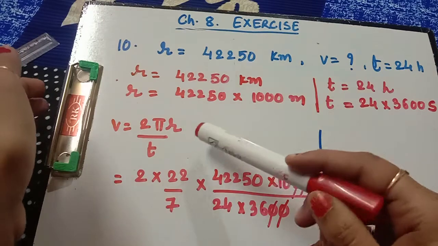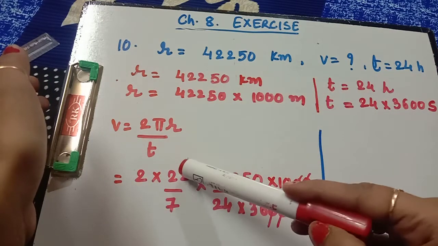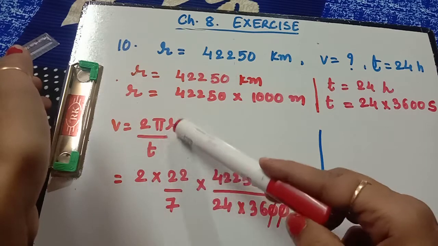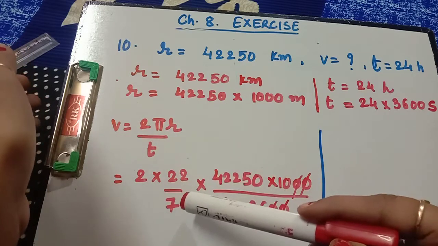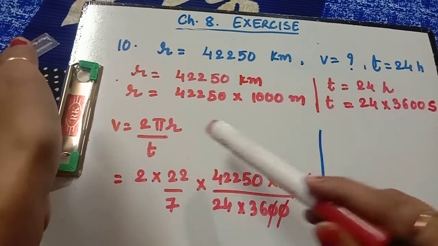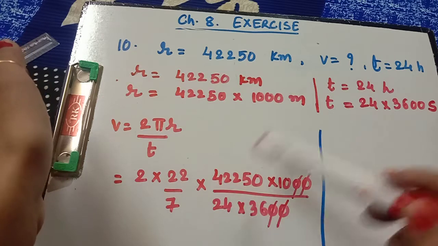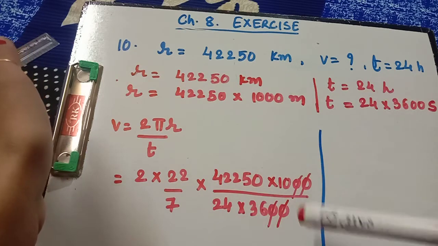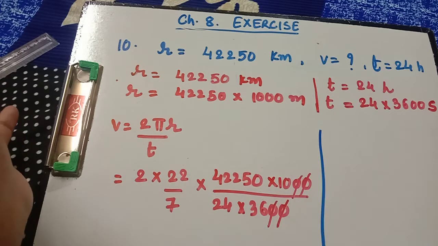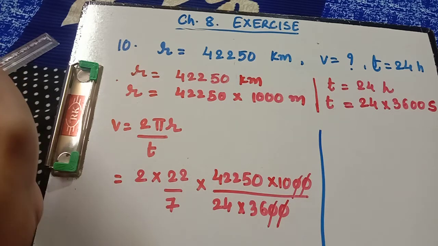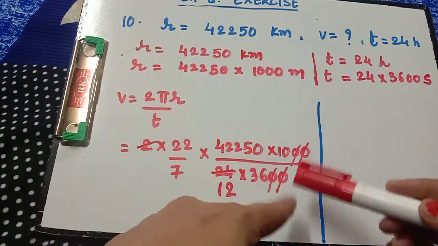We'll put it in the formula. This formula is for uniform circular motion, v is equal to 2 pi r by T. So v is equal to 2 into 22 by 7 into r, 42250 into 1000, by 24 into 3600. Then now we will go for the calculation. The zero we have cut, and now we will go for further calculation.